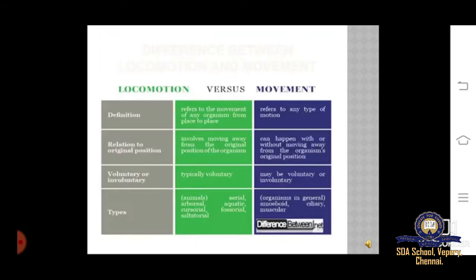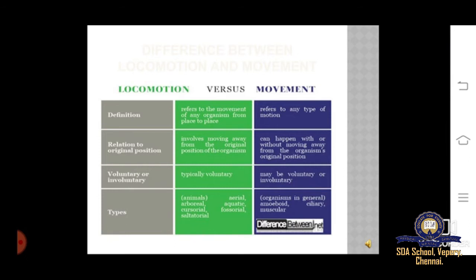Here we have the difference between locomotion and movement. What is the difference? We know that in locomotion the entire body changes its position and we move from one place to another. But movement is not like that. Without changing the position, we move over a small distance. The direction of the body is not changing. So the original position changes in locomotion. In movement, it is not necessary to change the position of the organism.